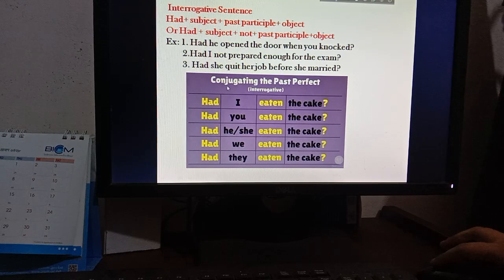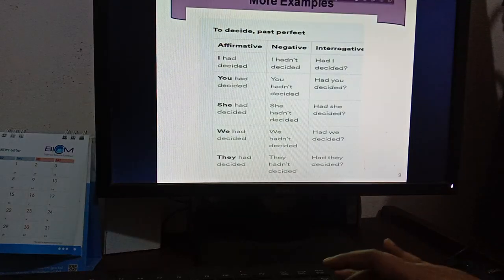Here you can see conjugating the past perfect, had with all subject, then the past participle form, then the object, then the question mark. Don't forget to put a question mark at the end, okay, if this is an interrogative sentence.